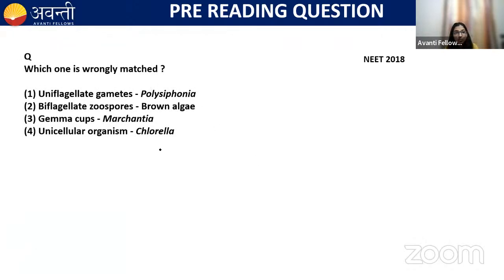Next question says, which one is wrongly matched? Option 1 is uniflagellate gametes, Polysiphonia. Option 2 is biflagellate zoospore, brown algae. Option 3 is gemma cups, Marchantia. Fourth is unicellular organism, Chlorella. They are asking about the wrongly matched.